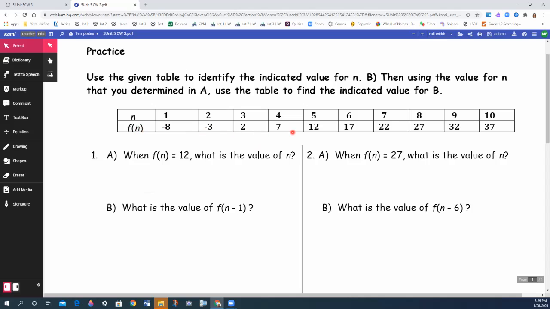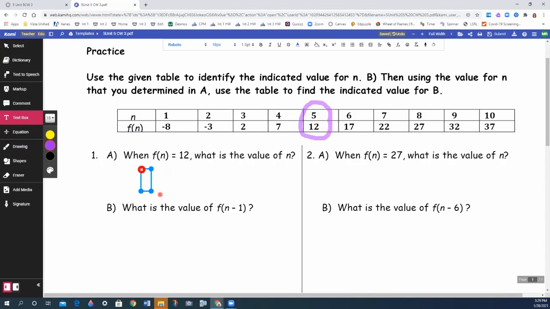So f of n of 12 is right here. My n is 5. My fifth term is 12. So this is really saying, hey, which term is 12? My fifth term. So n is 5. Okay, so I'm going to get my text box, and I'm going to type n equal 5.